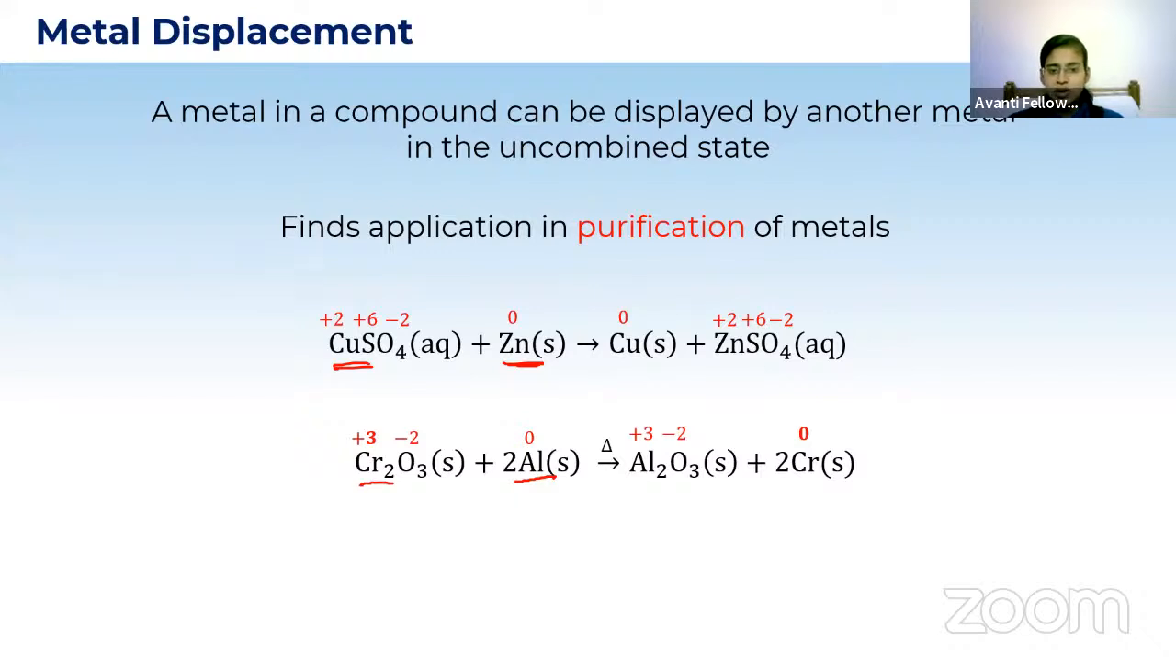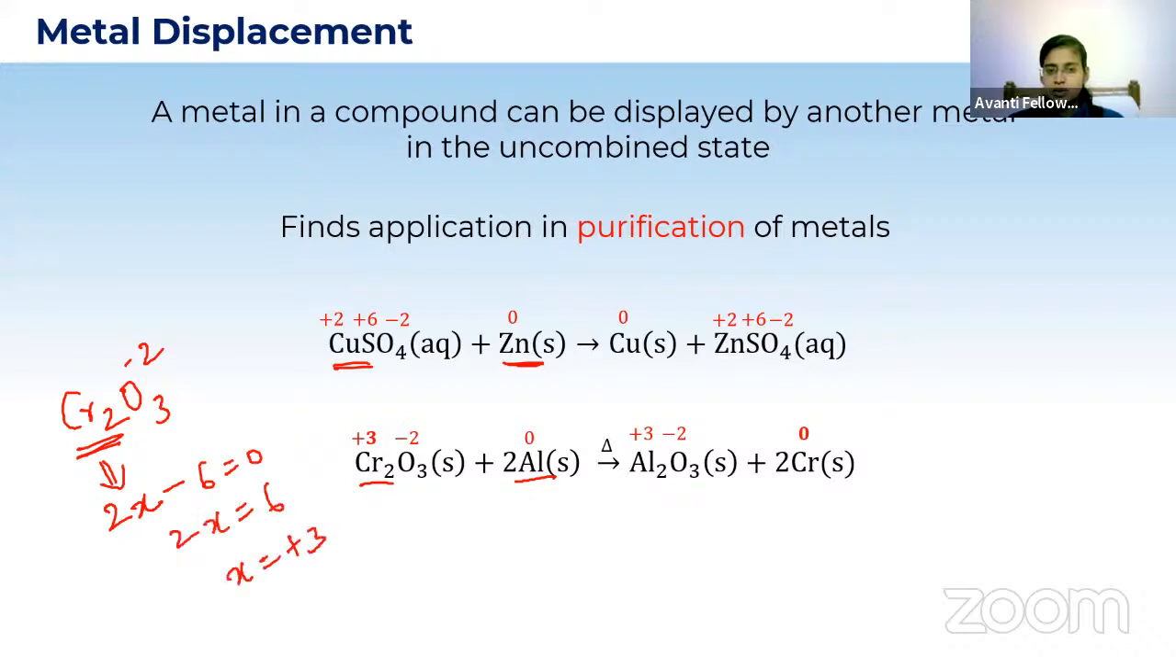Okay, so if you want to find out the oxidation state of chromium here, we have 2 chromium, so it will be 2x, and 3 into minus 2 is minus 6. So 2x will be 6 and x is equal to plus 3. Okay, plus 3. In the same way, for aluminium also you have to calculate and you will get plus 3.